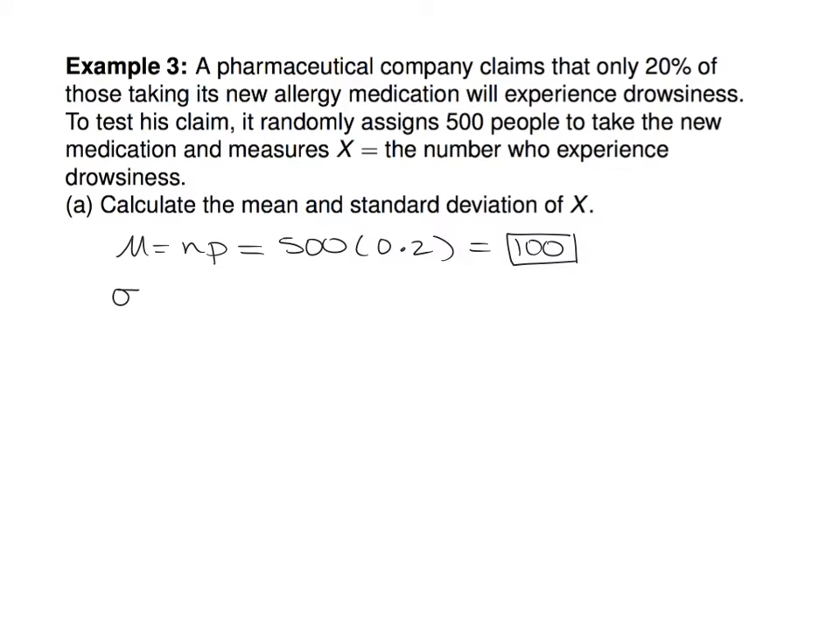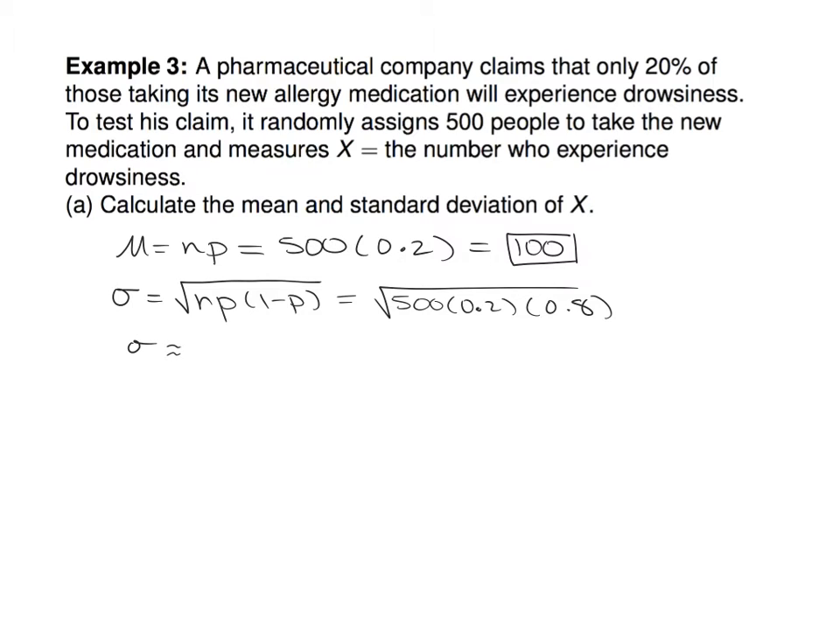So in a sample of 500, we expect to see about 100 people experiencing drowsiness. Our standard deviation sigma tells us how much this is going to vary. It's the square root of NP times 1 minus P. So 500 times 0.2 times 1 minus 0.2, which is 0.8. This comes out to be approximately 8.944.